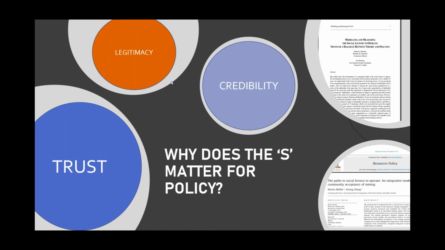So what do we think about as well? Why does the S in ESG matter for policy? It matters because we want to see trust, credibility, and legitimacy come to the fore. And that's a really, really important way for governments to think about how they can best support the work that they're doing and really raise the profile of the S. So these are the things to focus on: trust, credibility, and legitimacy. We know this is incredibly important for government.